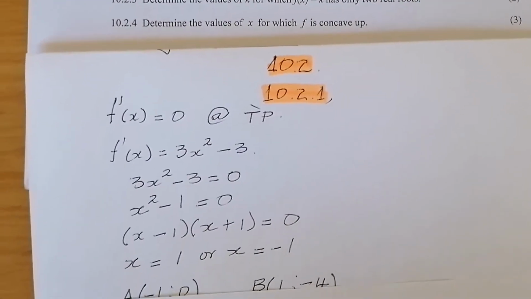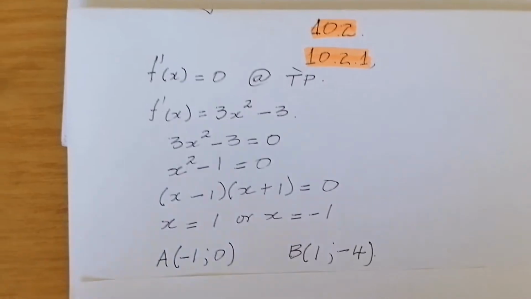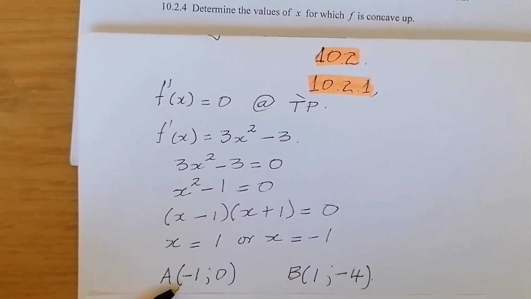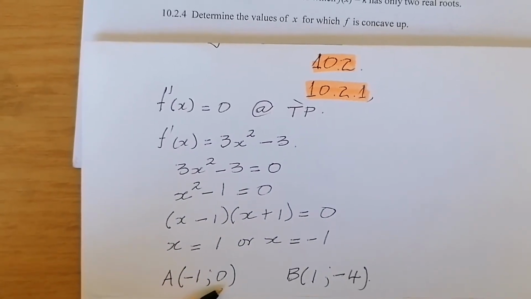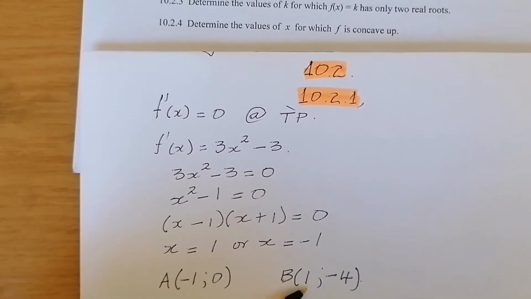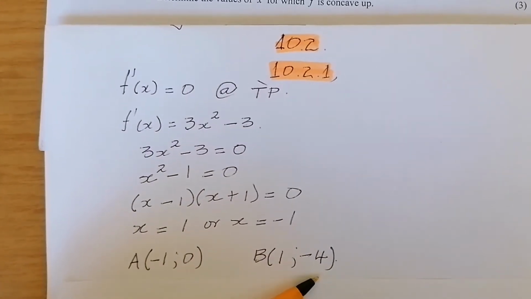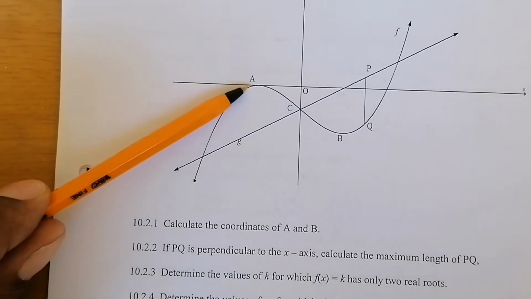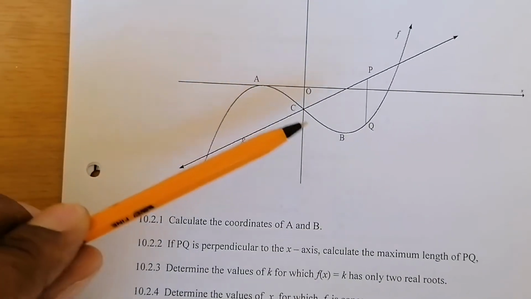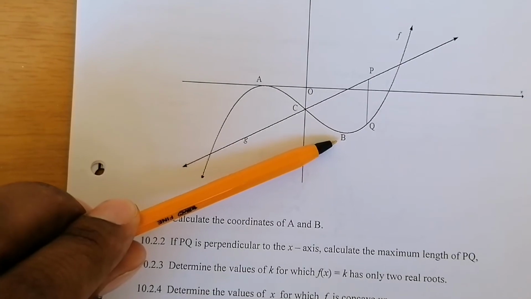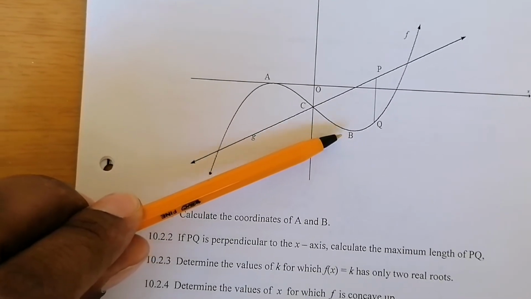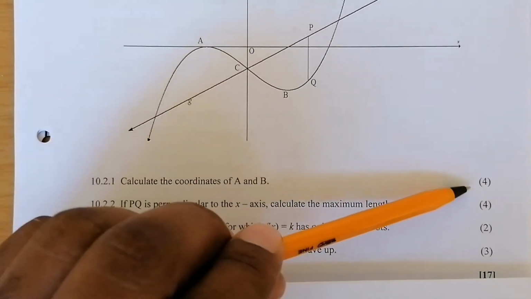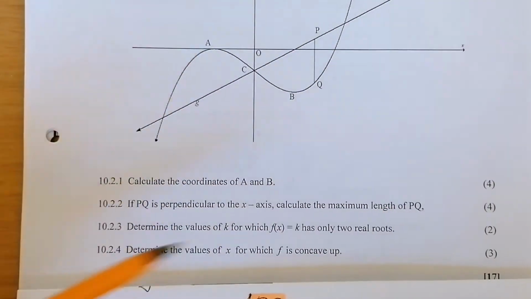Let's do that. When we substitute x is minus 1 and simplify, we get 0. When we substitute x is equal to 1, we get minus 4. That means A is (negative 1, 0) and B is (1, negative 4). We have answered the question perfectly, so we got the easy 4 marks.